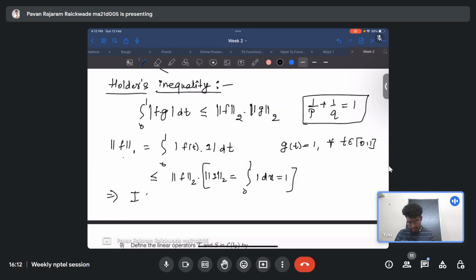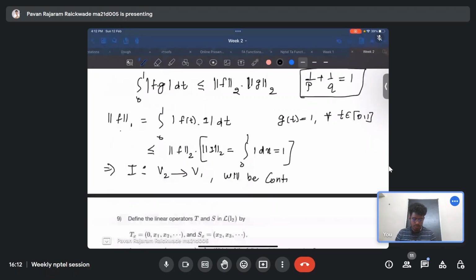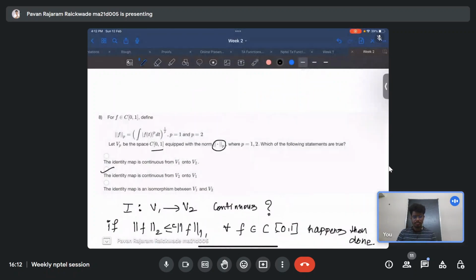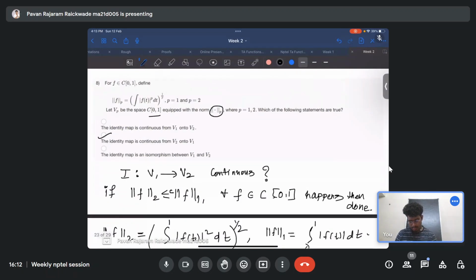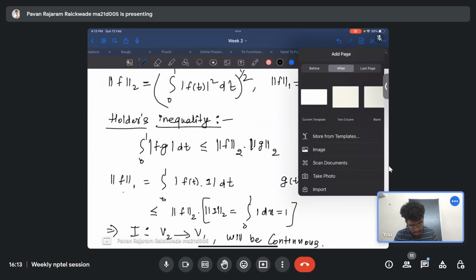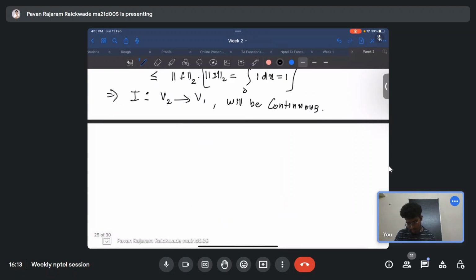Which means if you consider the identity function I from V2 to V1, then will it be continuous now? Yes, it will be continuous. So what we got is from V2 to V1 it's continuous. How about V1 to V2? Actually it's not continuous from V1 to V2. You can think of a counter example, I can give you actually for the moment.